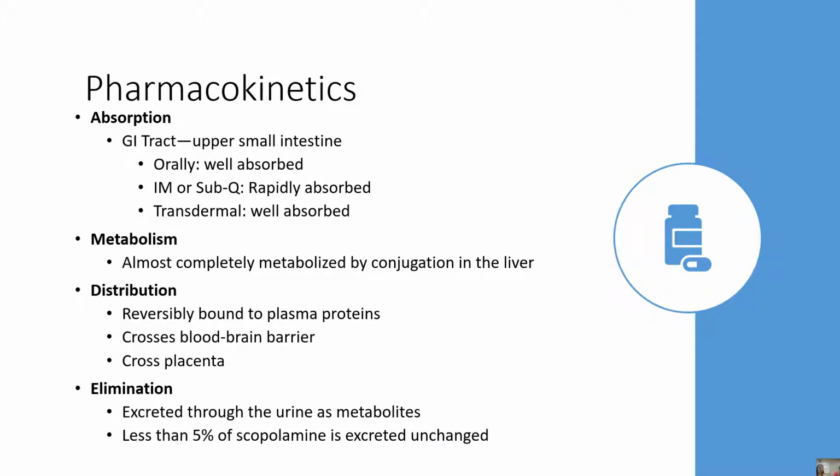The pharmacokinetics, despite the administration, it's absorbed in the upper small intestine in the GI tract, and orally it's well absorbed as well as transdermal, it's well absorbed, and then intramuscularly and subcutaneously it's rapidly absorbed. It's metabolized almost completely by conjugation in the liver. It's distributed reversibly bound to plasma proteins. It can cross the blood-brain barrier and it can cross the placenta. Its elimination is through the urine as metabolites, and less than 5% of scopolamine is excreted unchanged.